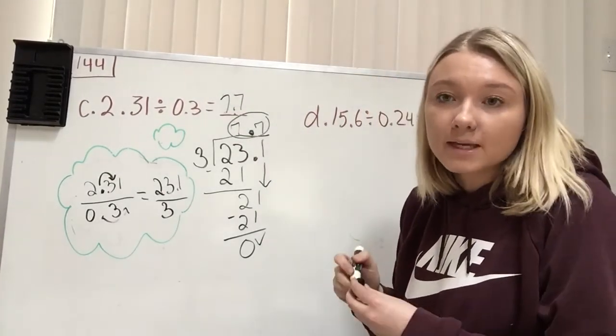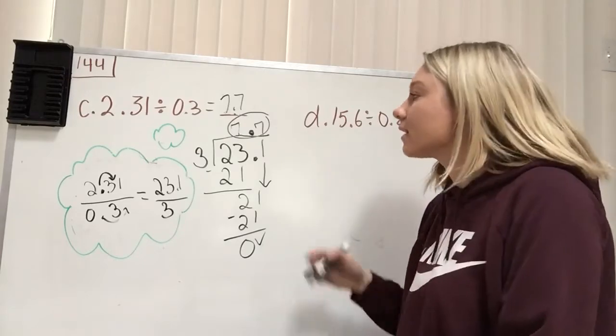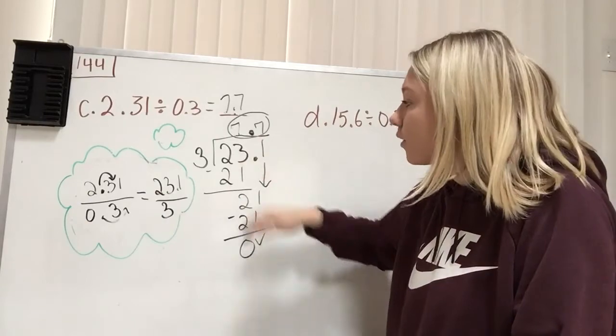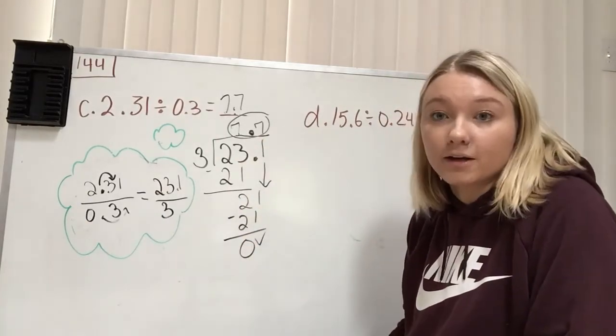So I hope you guys can kind of see how it can be easier sometimes to keep the decimal if you know that this number will divide a little bit better, okay?